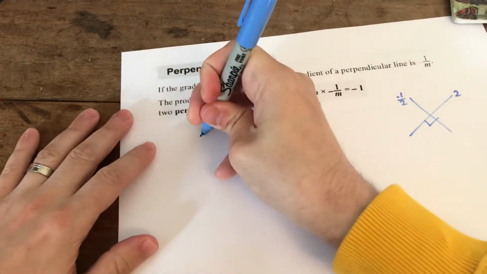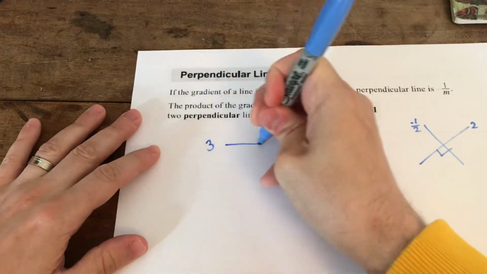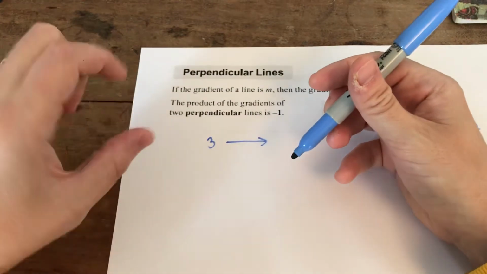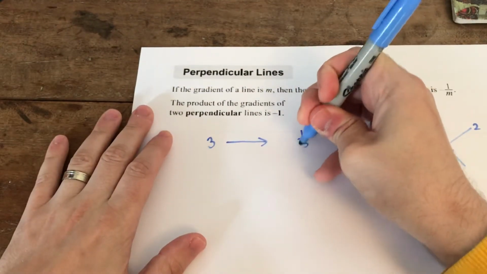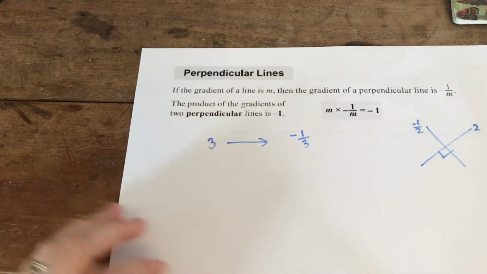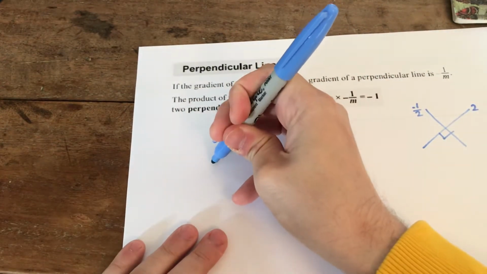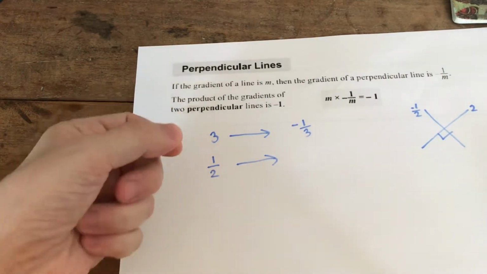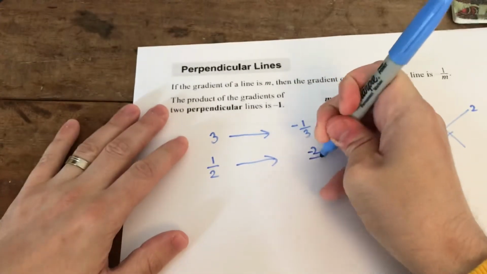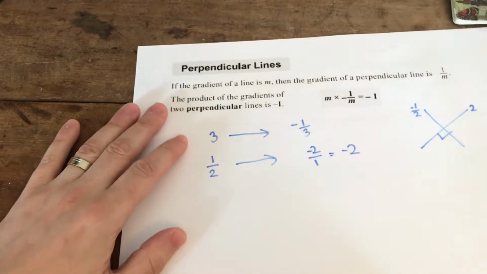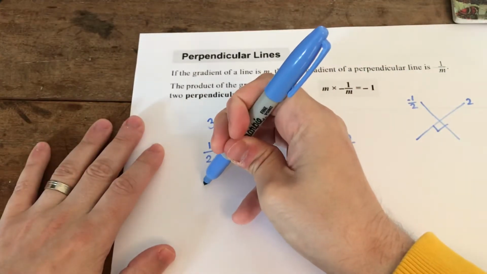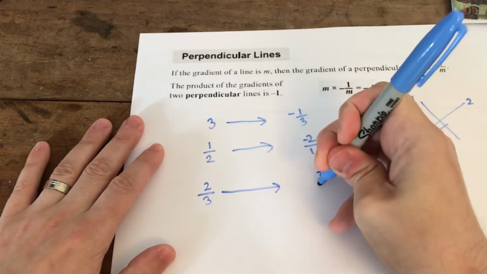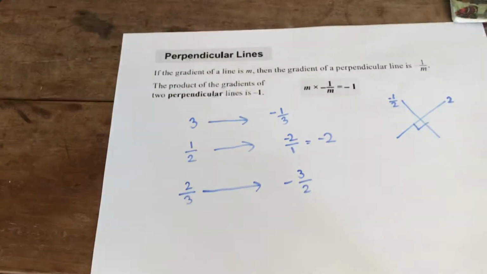So for example, if the gradient of the line is 3, to find your perpendicular gradient, you turn this upside down, put a 1 over the fraction and make it negative. If our gradient was 1/2, for the perpendicular gradient we'd turn this upside down, we'd have -2 over 1, which gives us -2. If our gradient was 2/3, our perpendicular gradient would be -3/2.